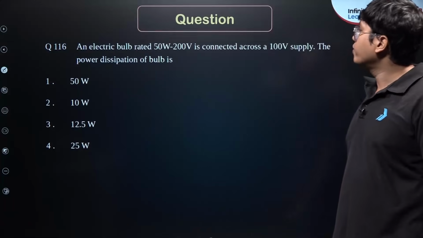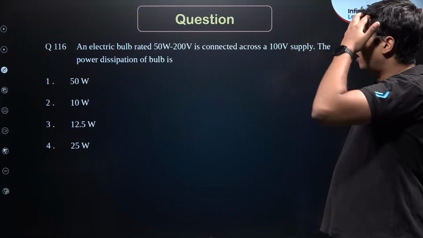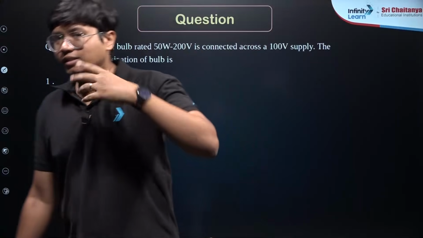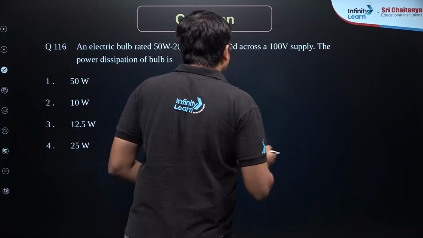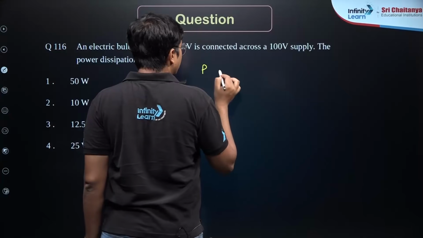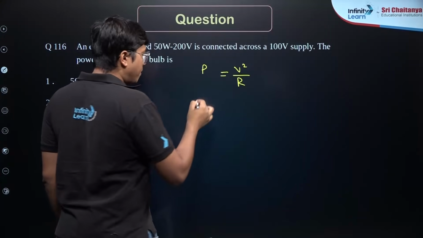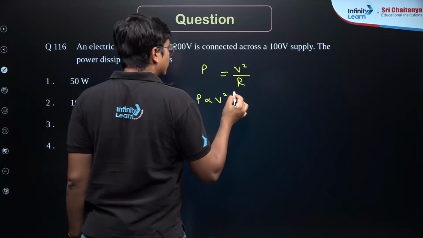An electric bulb is rated 50 watts at 200 volts, connected now across a 100 volt supply. The power dissipation is what? Don't calculate resistance then solve. You know that resistance is the same, right? So power is basically equal to V square by R. If R is constant, then power is proportional to V square. That's it. That's all you need.